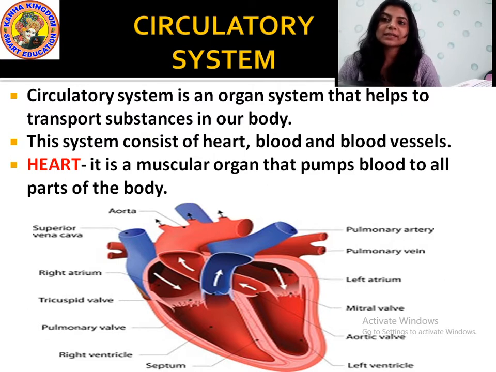Now, what types of substances are transported by this circulatory system in our body? Like the blood, the water that we drink, the food that we eat, the nutrients that we get, everything is circulated in our body by this circulatory system. It is an organ system that helps to transport substances present in our body to different parts of the body.